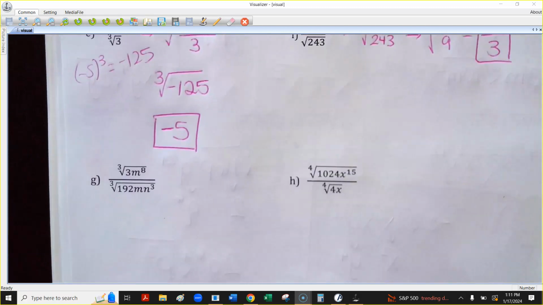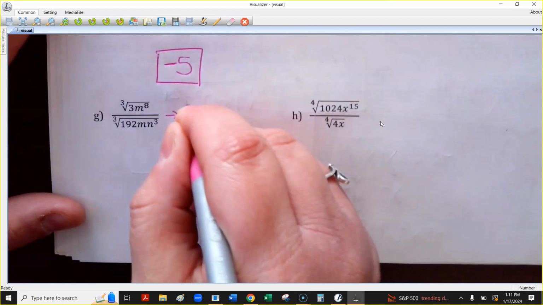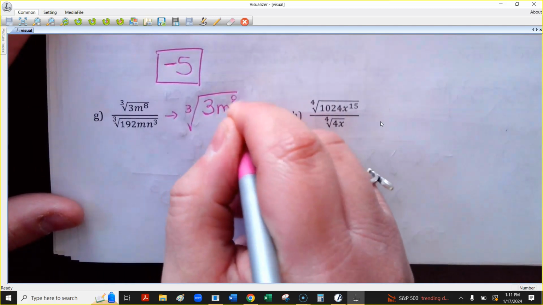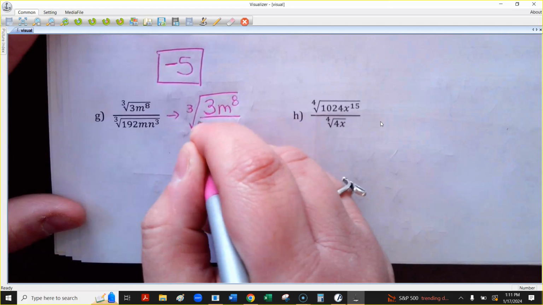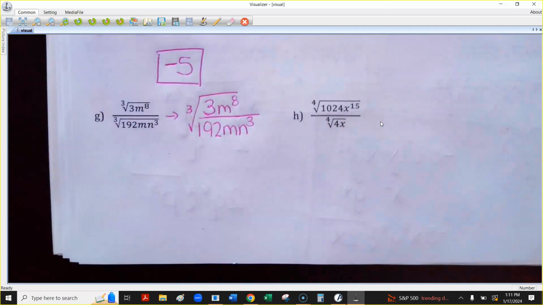All right, now the last two down here at the bottom, these are going to involve some variables. So again, you do not have to rewrite this. I have to because it's my brain. All right, so this is the same as cube root 3m to the 8th over 192mn to the 3rd.